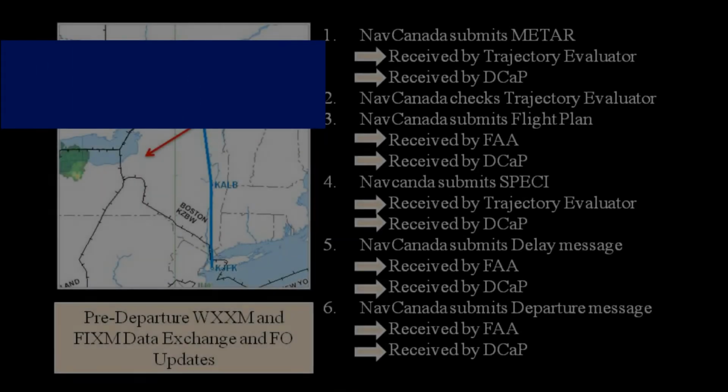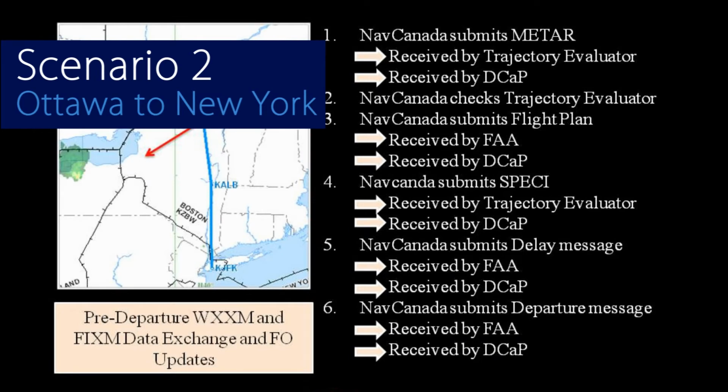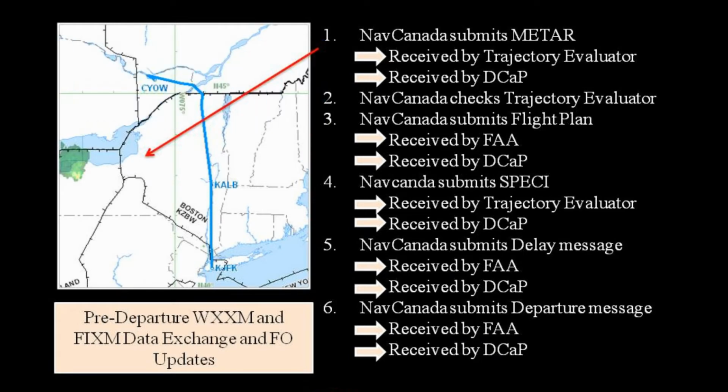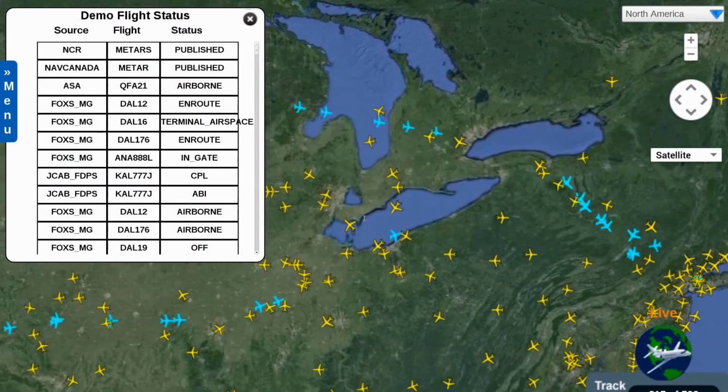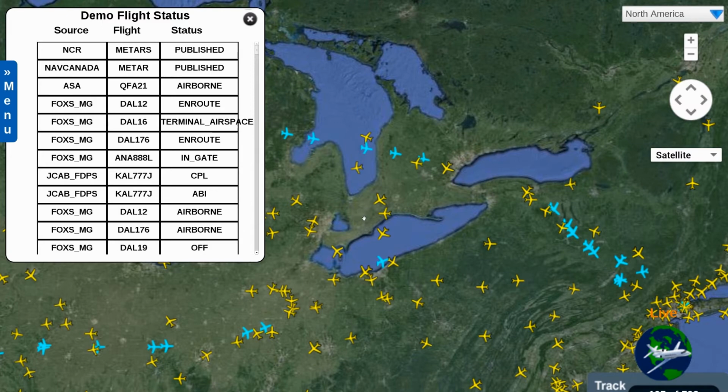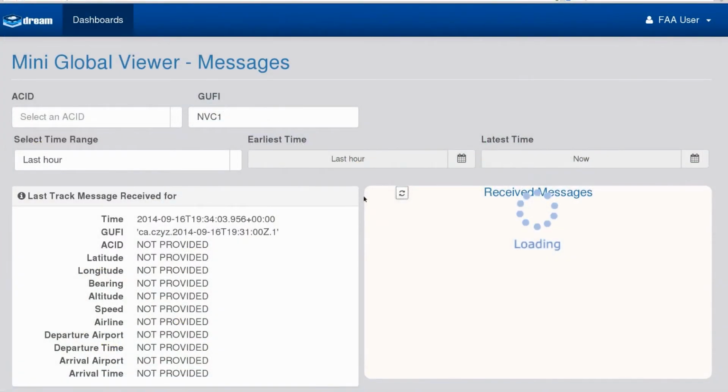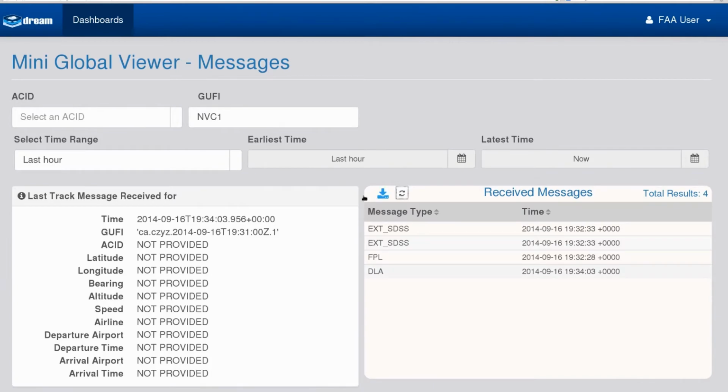Scenario 2 demonstrated the flight from Ottawa to JFK. This scenario demonstrated the exchange of flight and weather information between air navigation service providers using the FIXM and WXXM data exchange models and the Enterprise Service Bus technology for a flight from Ottawa to JFK.